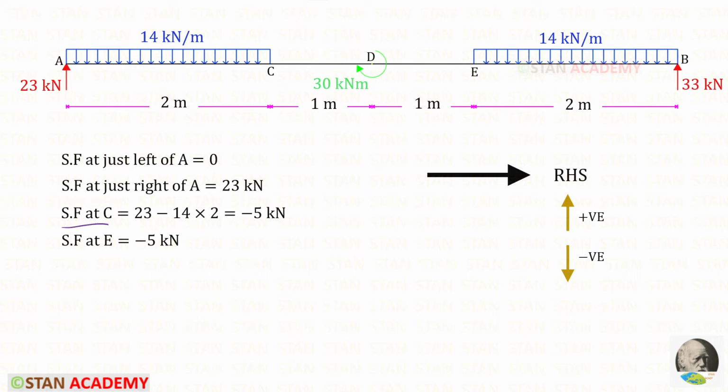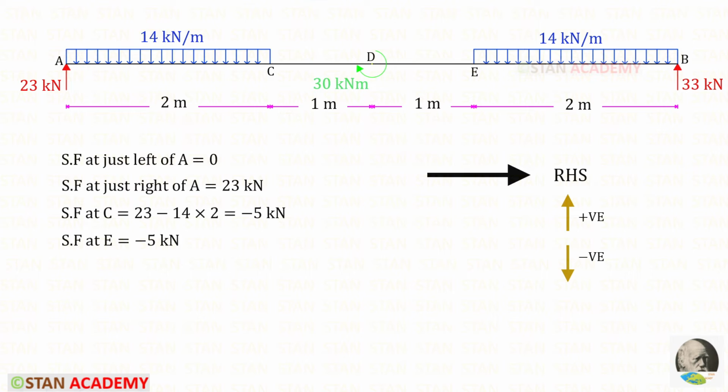Let us find the shear force at C. RA is acting upwards, so positive. This UDL is acting downwards, so it will be negative. For the UDL, we have to take the area, which is 14 into 2. For the shear force at C, we will get minus 5.